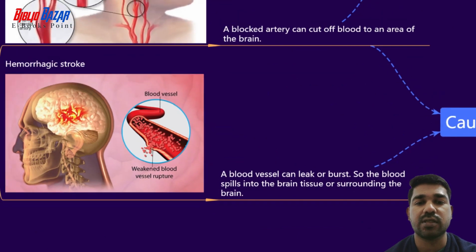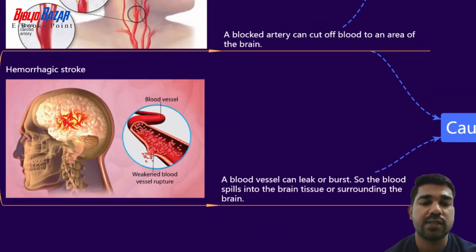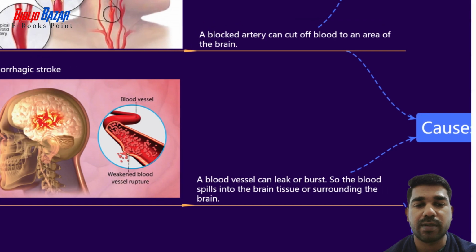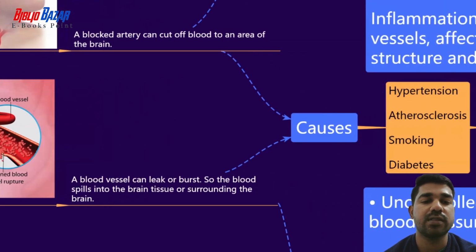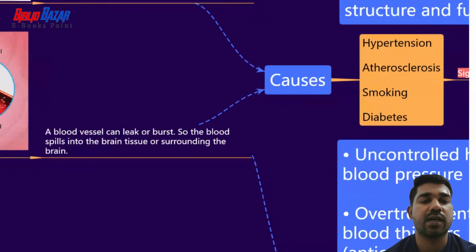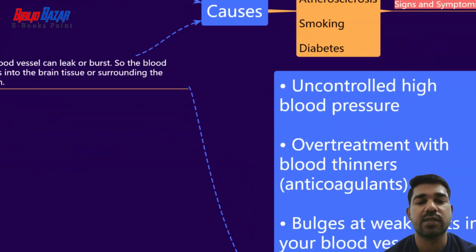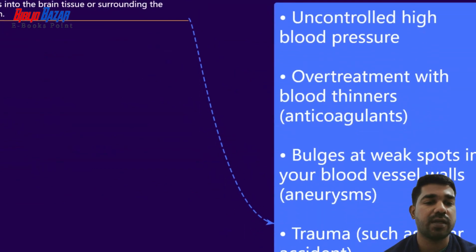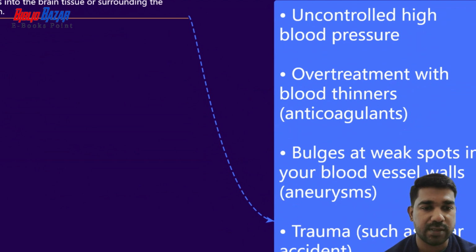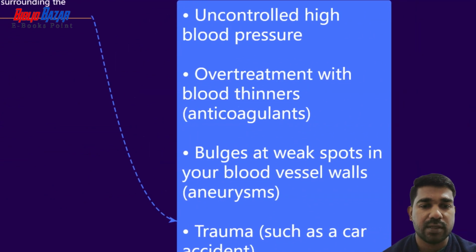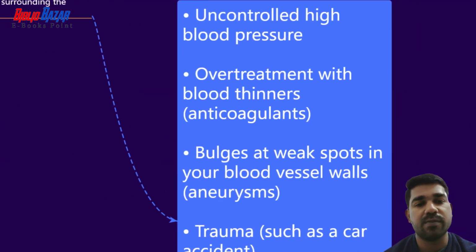with a little change: there is a forming clot in one, here there is bleeding. So in the hemorrhagic stroke, a blood vessel can leak or burst, so the blood will spill into the brain tissue and the surroundings of the brain. The causes are the same as before: hypertension, atherosclerosis, aneurysm, smoking, diabetes. Okay, over treatment with blood thinners.